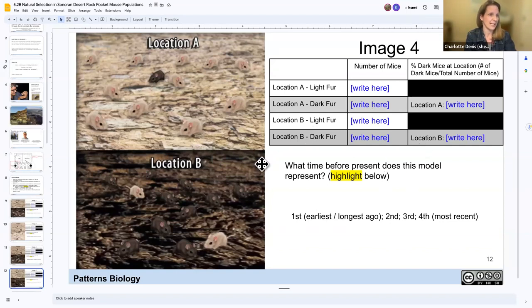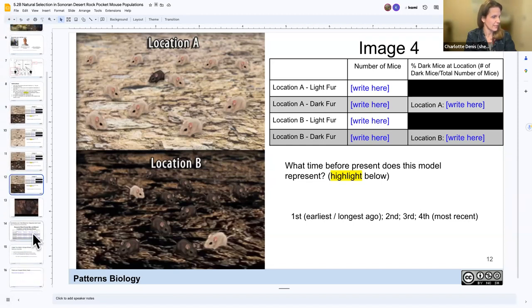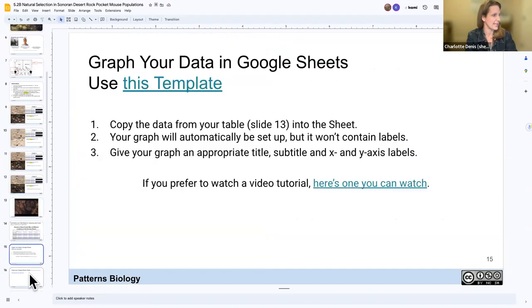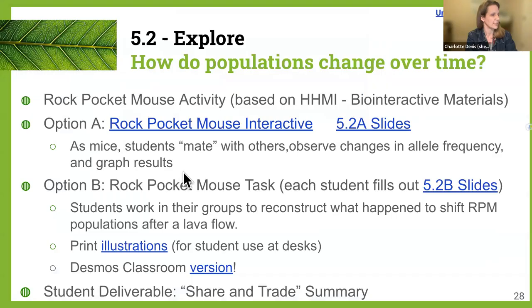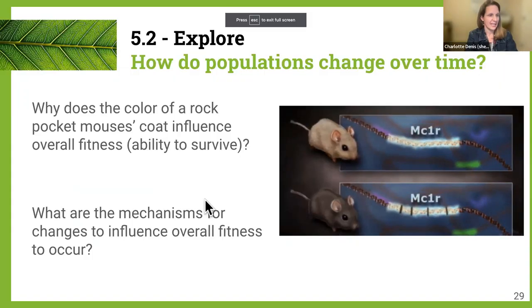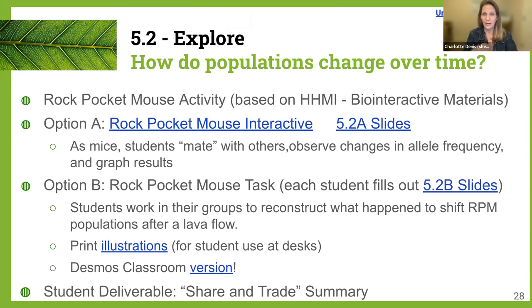They count the mice, they calculate, and then they graph. We have a spreadsheet that does auto graphing; it's all set up for them to just type in the percentages and it graphs for them. And then by the end of this task, let me go back to our webinar slides. They end up writing a so-called share and trade summary, where they write a summary of what's happened, and then they trade with a partner, and they are building a paragraph using information that they gather from these trading opportunities, where they can write notes and gather additional pieces of data and evidence from each other. And then they end up making their own best paragraph that describes the scenario.